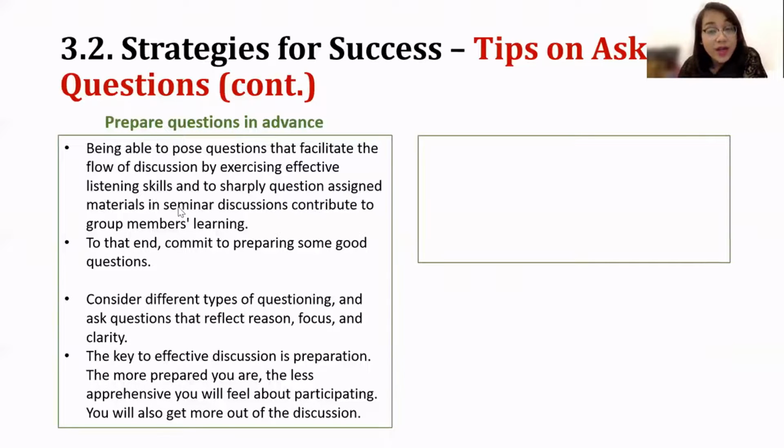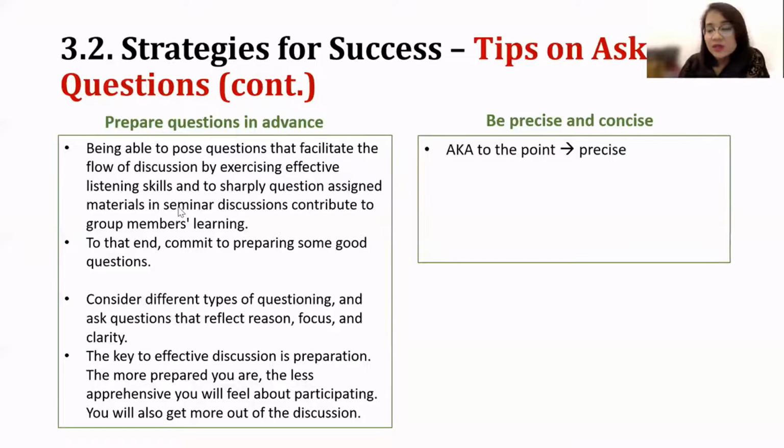When you have more background knowledge, it will be easier for you to relate to the content of the discussion, and you will be more able to generate questions that are important and beneficial for you and for other participants.